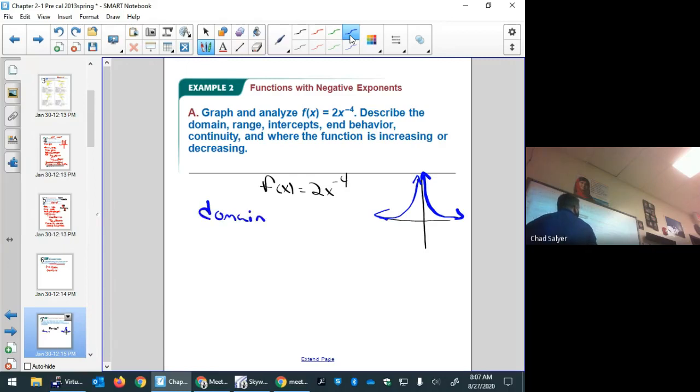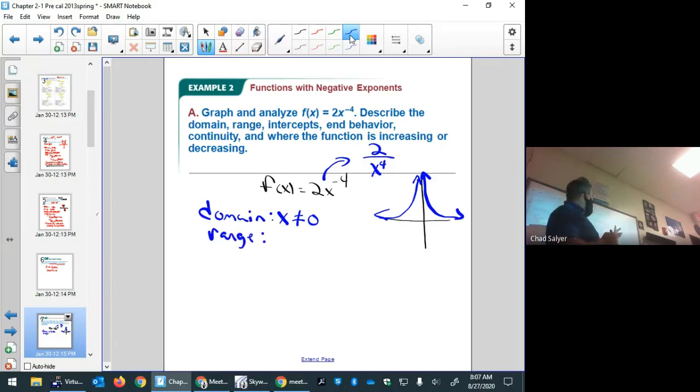So the domain is going to be x is not equal to 0, because remember that another way to say a negative exponent is a positive exponent in the denominator. So I can write that like so. And you see that we have a division by 0 at 0. So that's why this is the case. All right, the range.